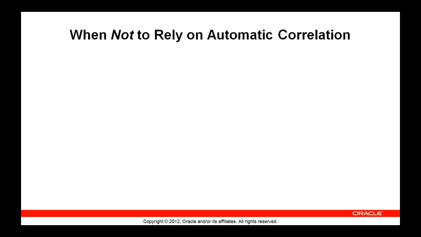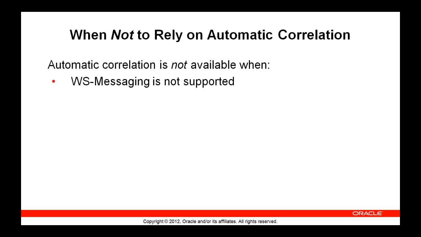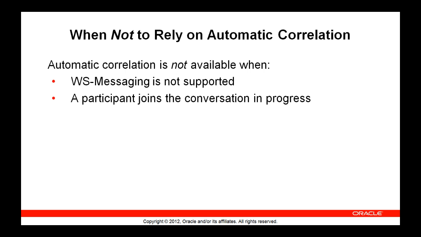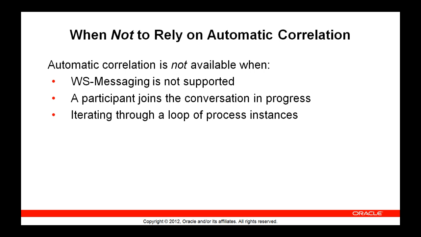There are, however, some situations in which automatic correlation is not sufficient and you must use message-based correlation. For instance, automatic correlation isn't available when WS messaging is not supported, or when a participant enters a conversation that is in progress, having only the data values but no information about the conversation. And one of the most common scenarios is when multiple threads of a process are involved in the conversation, such as when you're iterating through a loop of process instances.